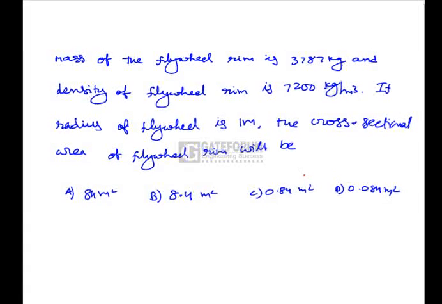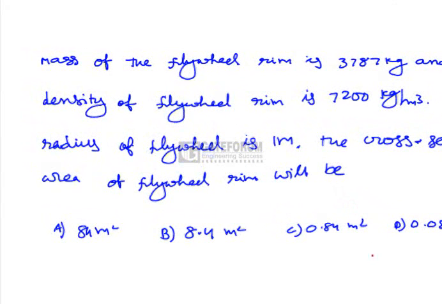The mass of the flywheel rim is 3787 kg and the density of the flywheel rim is 7200 kg per meter cube. If the radius of the flywheel is 1 meter, the cross-sectional area of the flywheel rim will be? Here the options are 84 meter square, 8.4 meter square, 0.84 and 0.084.